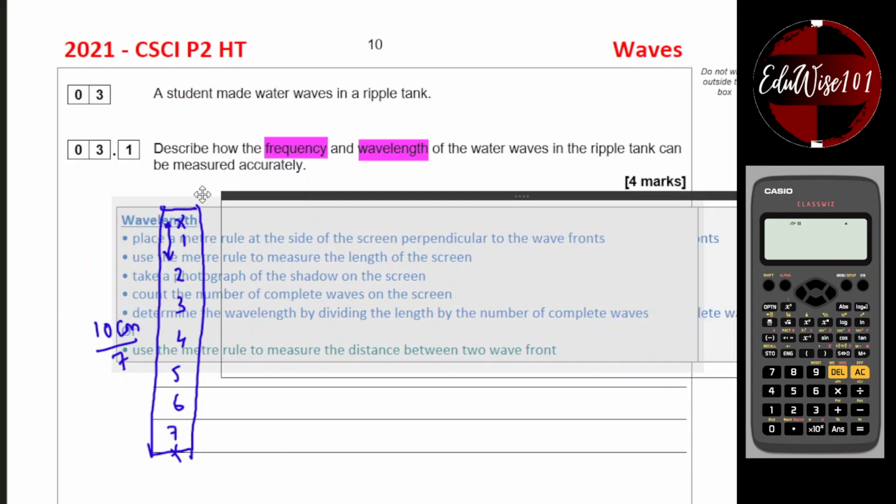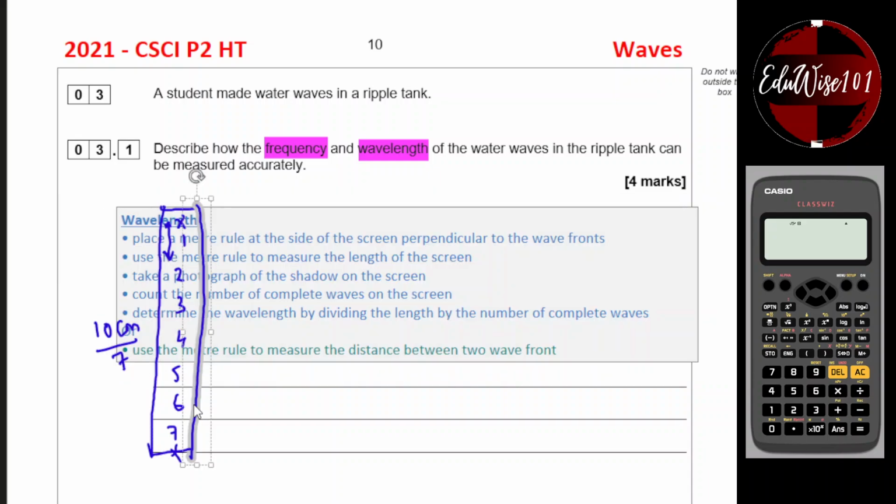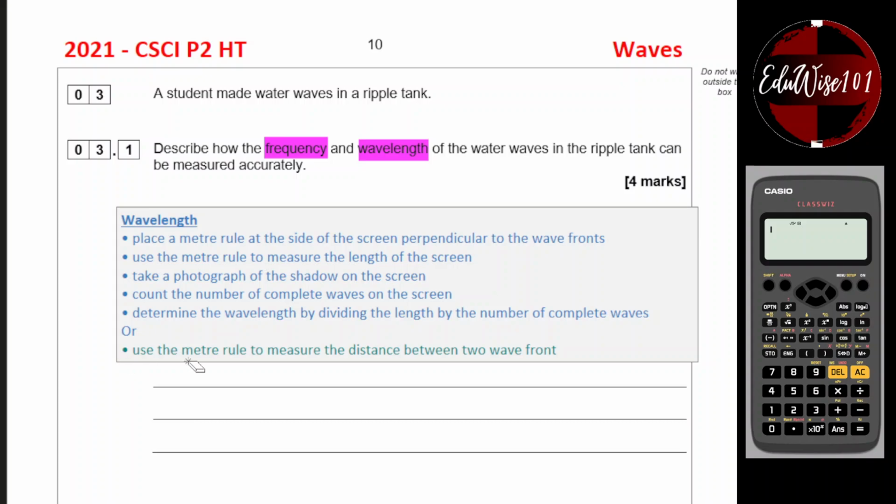So in order to measure the frequency, I can move this over and get rid of this. Oh, that's going to take some time. Let me get rid of all of this. Fine.